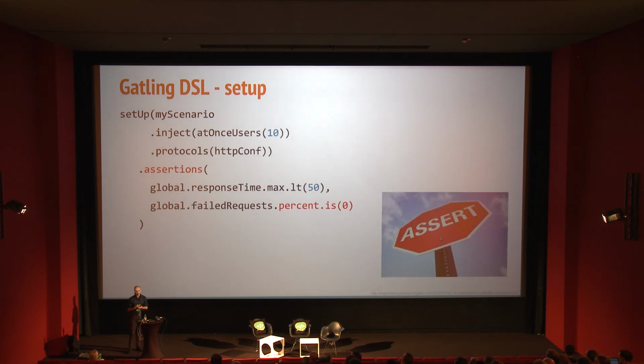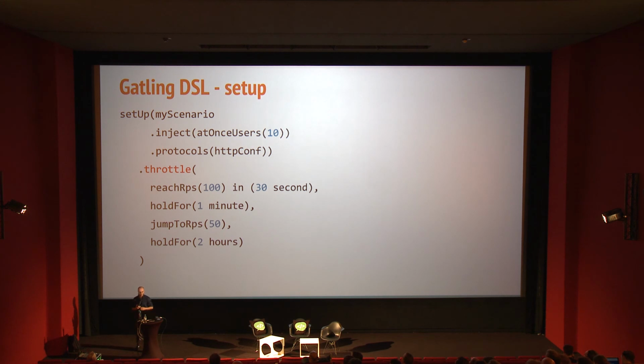You can specify global assertions for all requests. So you can, for example, expect that response time will be less than 50 milliseconds for all responses. Or you can specify failed request percentage equals 0. In case of performance tests, failed request percentage equals 0 might not be such a good idea, simply because you should expect some timeouts in case of really, really heavy application load. So I would say up to, I don't know, 2–5%, depending on the app, will be okay here.